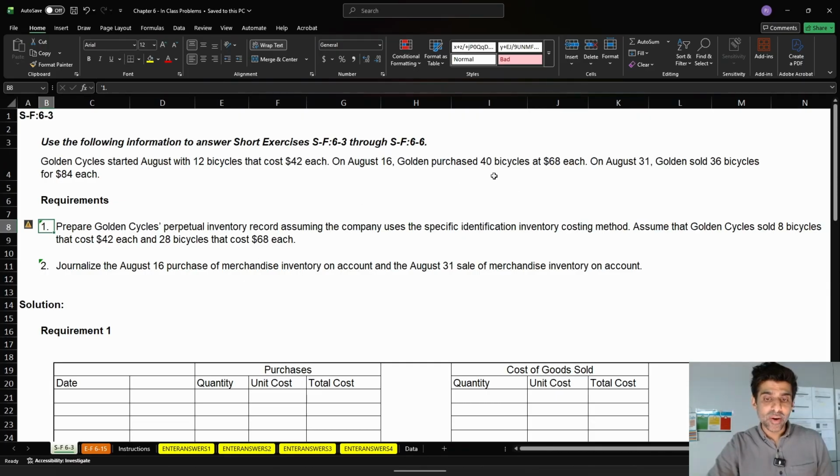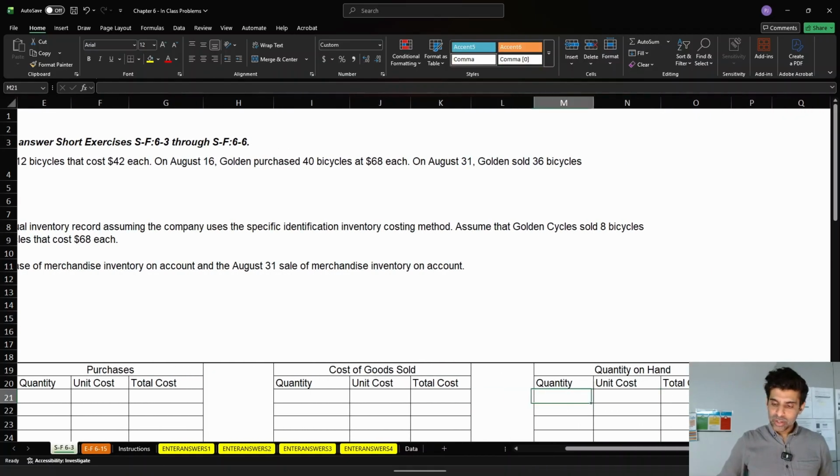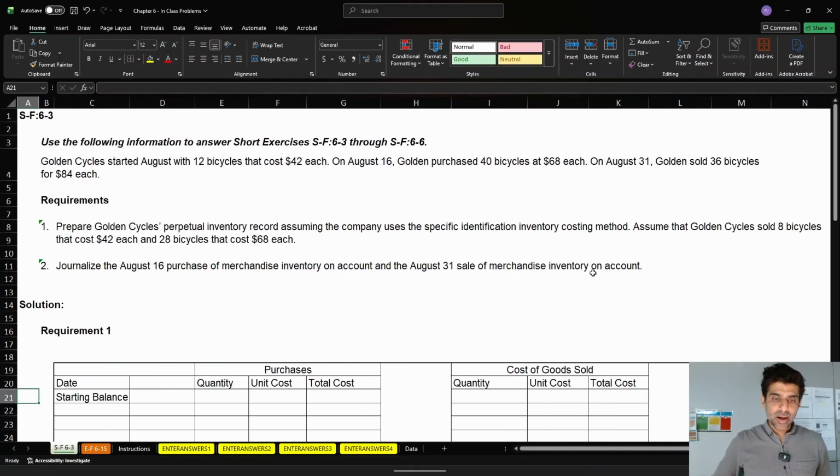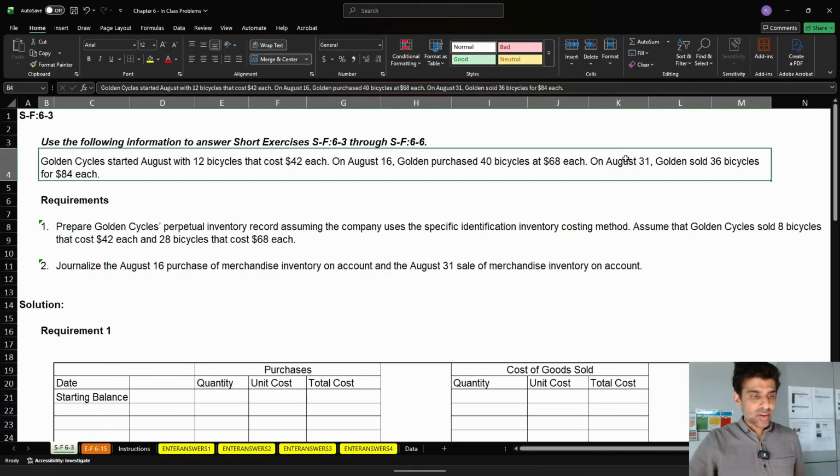Just read very carefully what they're asking, read the different values that they're giving you, and try to figure this out. Just to get you started, you can say you have a starting balance, and it's telling you that you have 12 bicycles at $42 each. So my starting balance is 12 at 42, and my total inventory value is $504, which is 12 times 42.